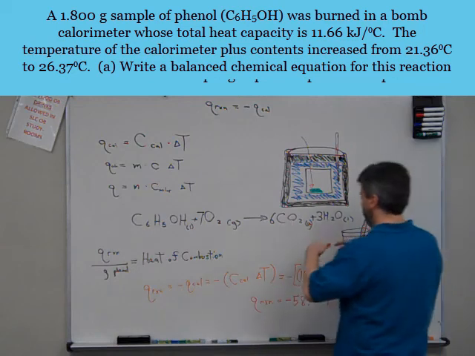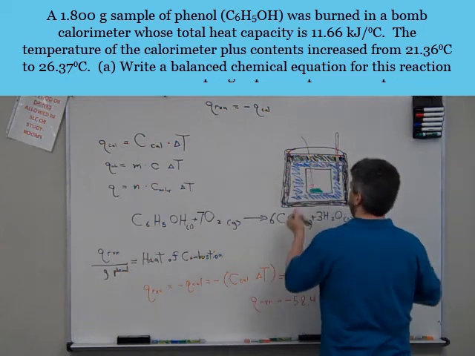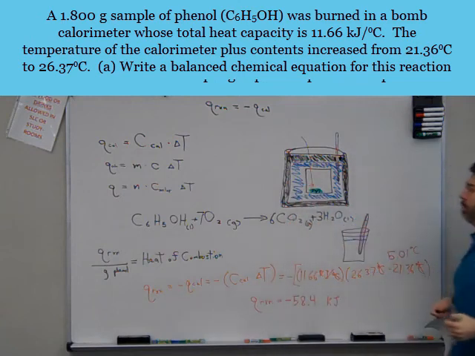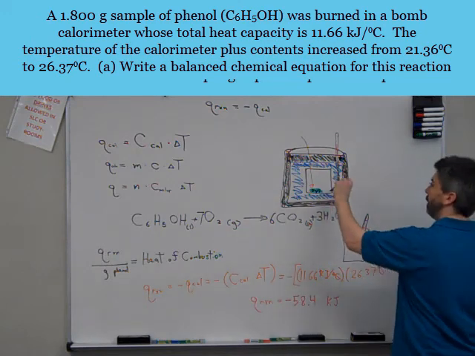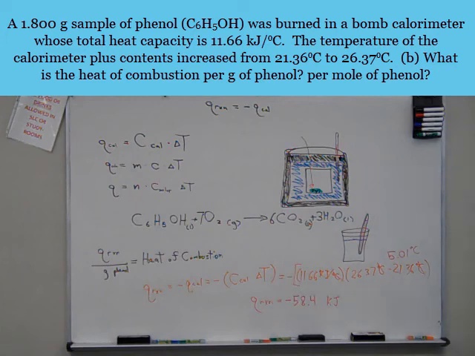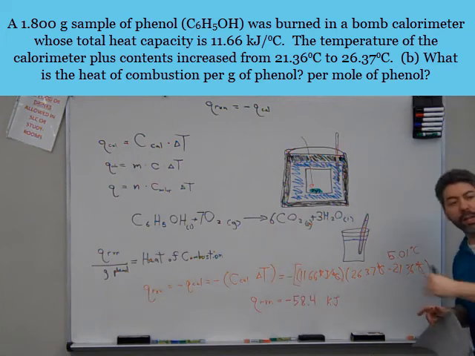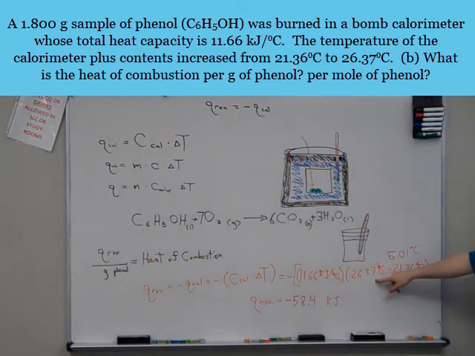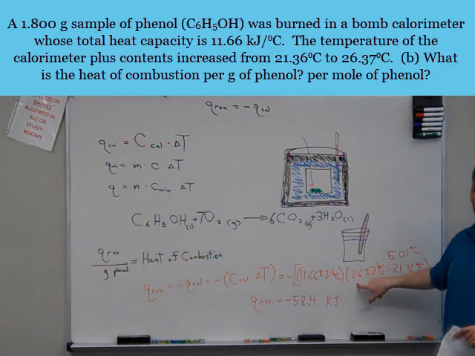The system is this. The system is the chemical substance. The surroundings is everything else around it. Okay? The system loses energy because the chemical substance is converted into a less energetic chemical substance. But the surroundings, the calorimeter, increased in temperature from 21.36 to 26.37, as measured by the thermometer.